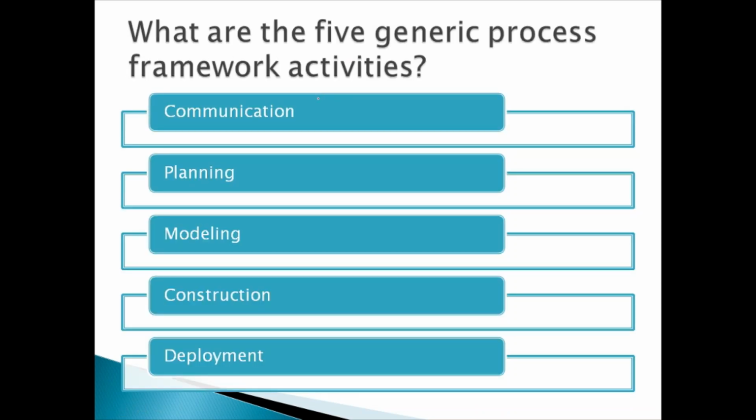Okay. Now, coming to the generic process framework activities. What are the framework activities? First one is communication, planning, modeling, construction, and deployment. These are the generic process framework activities. Let us go through one by one.